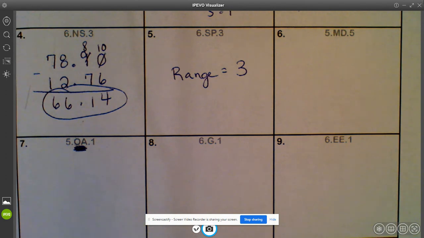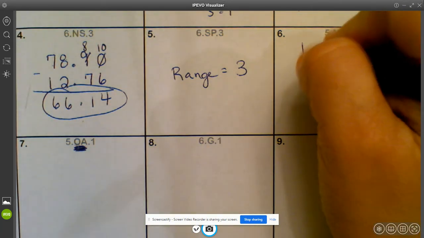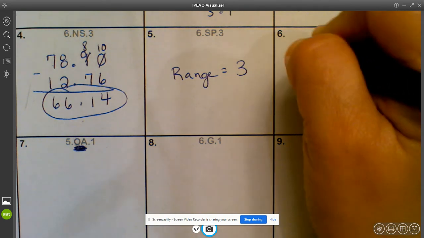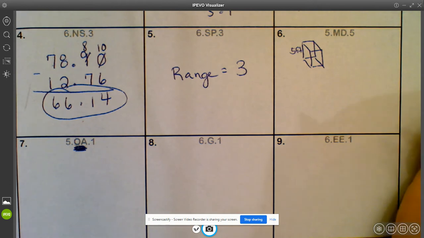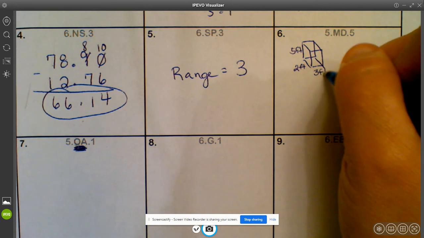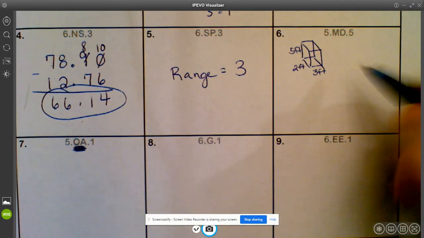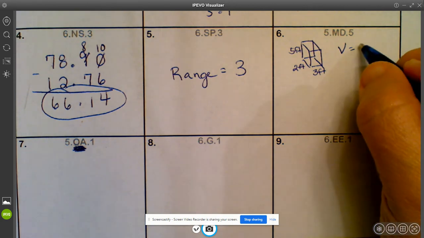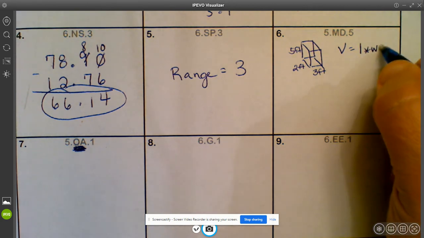So problem 6 says a freezer is 5 feet high, 2 feet deep, and 3 feet wide. How much space in volume does the freezer have? So we're thinking of a three-dimensional shape, volume. So it's 5 feet high. It is 2 feet deep and 3 feet wide. So to find volume of a rectangular prism, we're going to take the length times the width times the height.